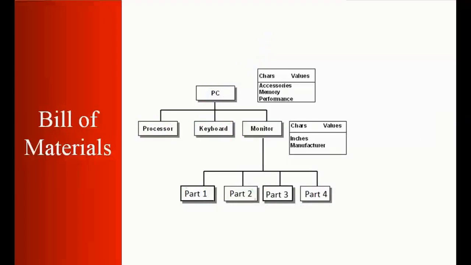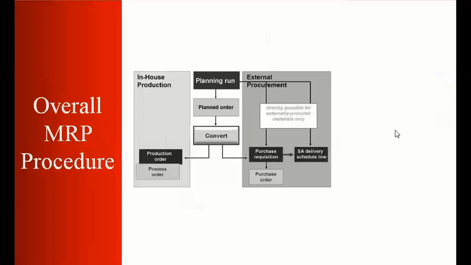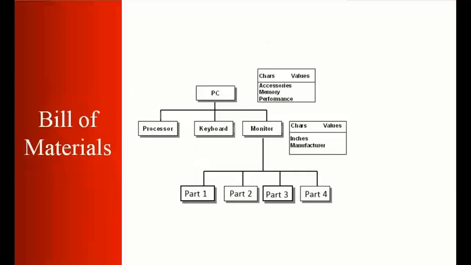Now we look at the overall MRP procedure. So what MRP does, let me go back one screen. Again, if you look at the material here, to make the PC you need, say, a keyboard and a monitor. Maybe the monitor is manufactured internally in the company, so I will call it I, which stands for internal manufacturing. And the keyboard, maybe this is external procurement.